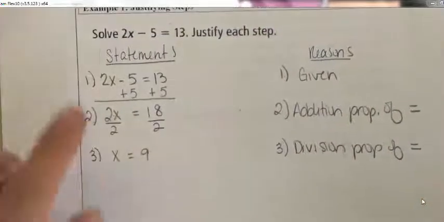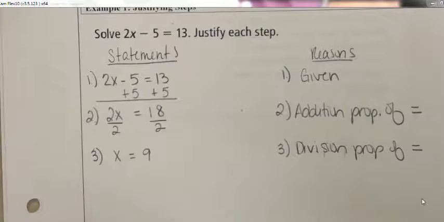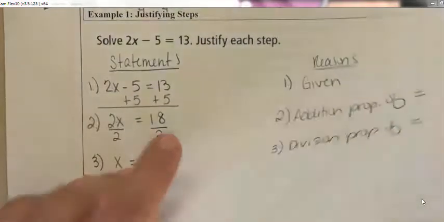Okay, so we solved it and we justified each step using our properties of equality. So you've just done like a 2-column proof. We're just going to do the algebra proofs this year.